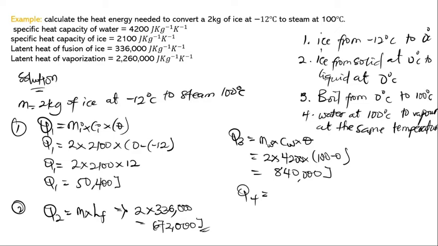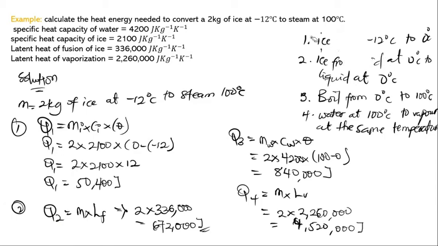Now from what I said earlier on, the latent heat of vaporization, if you want to know the amount of heat involved, is just the product of the mass of the substance multiplied by the latent heat of vaporization. So we multiply the mass of 2 by the latent heat of vaporization, which is 2,260,000. And so the heat energy in this process, converting the water from 100 degrees Celsius to vapor at 100 degrees Celsius, becomes 4,520,000 joules.